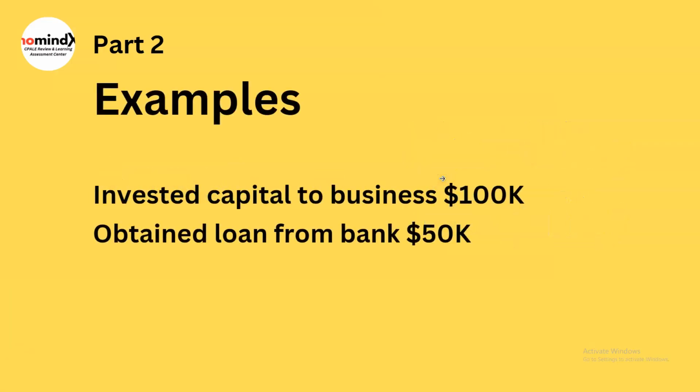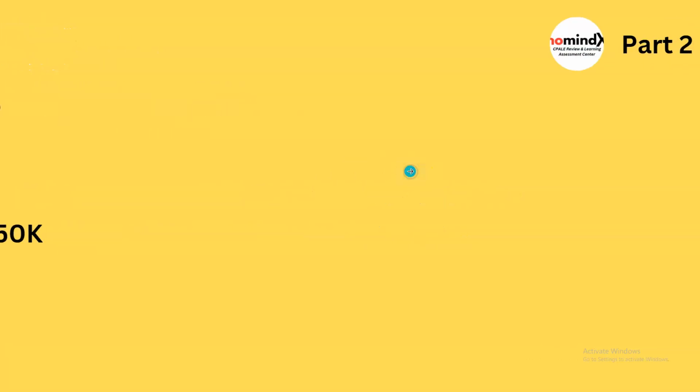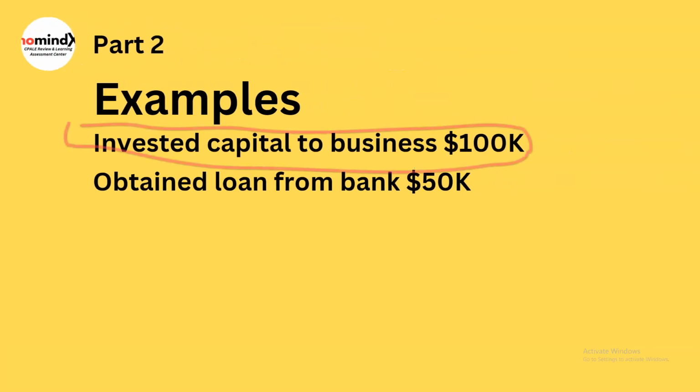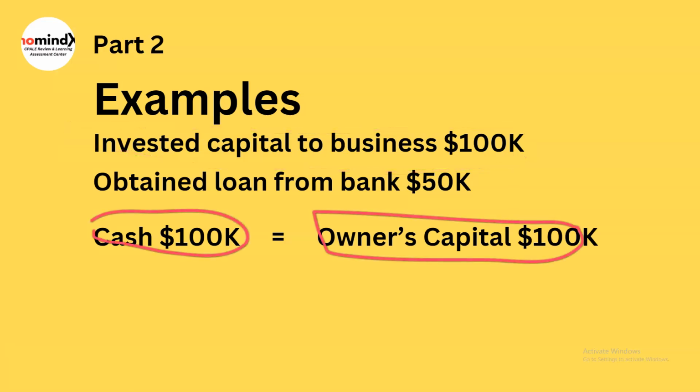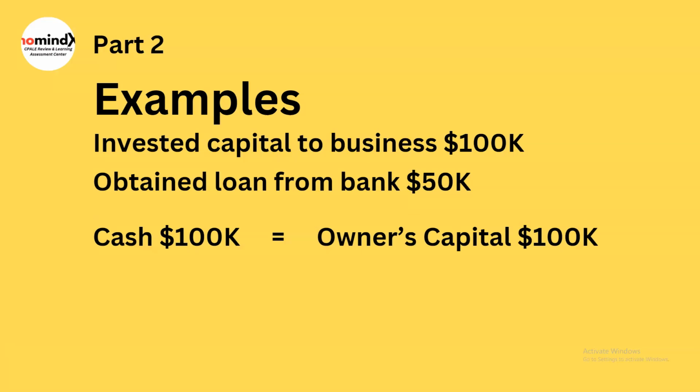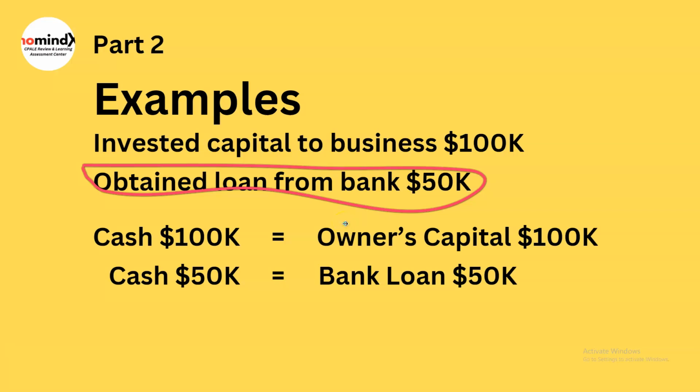We can have examples like these two transactions to demonstrate how to capture them by using the debit and credit equation. First, we have the transaction of invested capital to the business. So we put the cash on the left side, 100 grand. And on the right side, we put the owner's capital, another account, 100 grand. So the debit is what we have, 100 grand, while the owner's capital explains how we acquired the 100 grand.